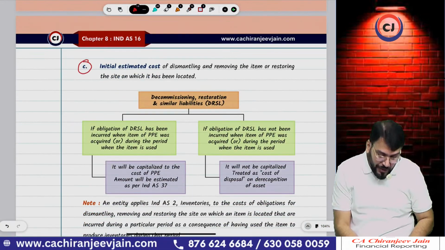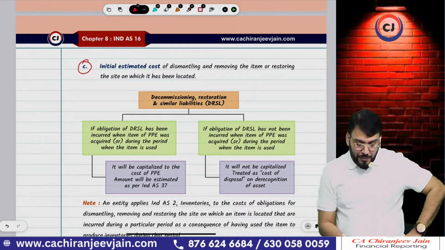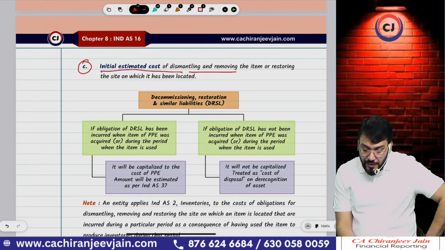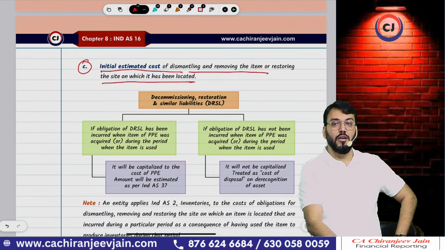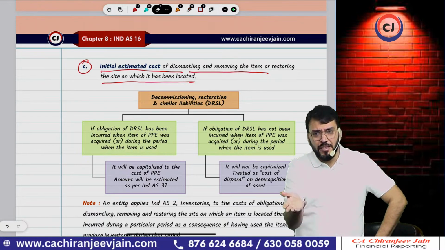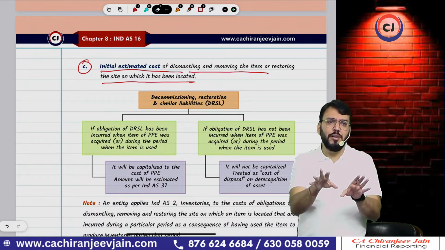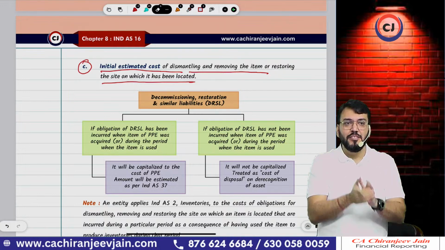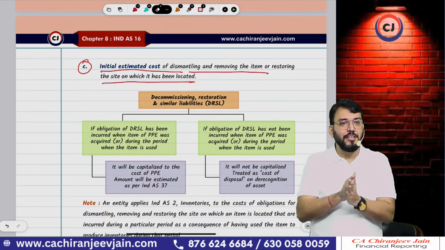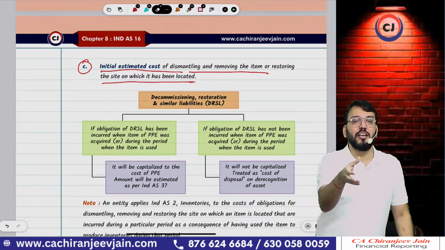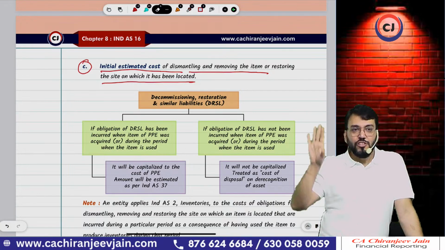Coming to C. Interesting point. See what they have given: initial estimated cost of dismantling and removing the item or restoring the site on which it has been located. Understood? Correct? Dismantling, removing and restoration. Let us take one example. We purchase an AC. So purchase price will be added. Then we install it. Installation expense will be added. So A and B you have understood. Now we are coming to C. Installed, and we started using it. Now it is ready for use.